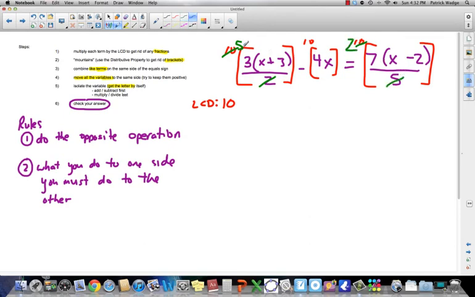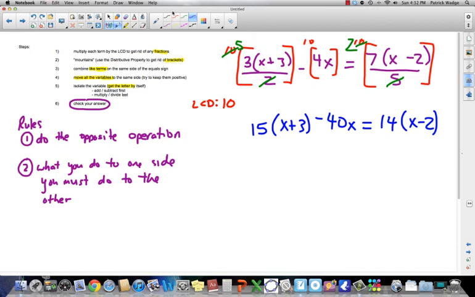So let's look at what we have now. We now have 5 times 3, which is 15. And we still have x plus 3. Minus 10 times 4x is 40x equals 2 times 7, 14. And we still have the x minus 2.